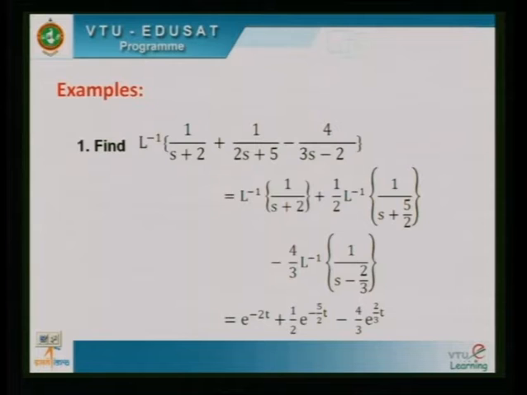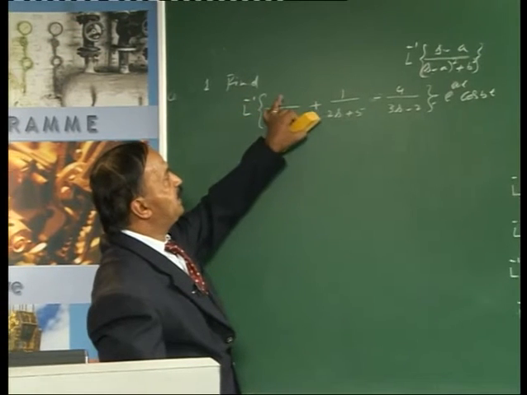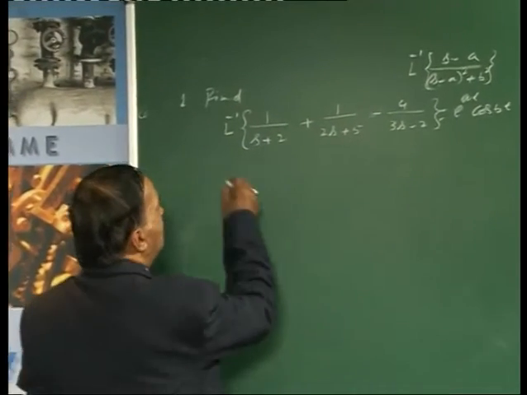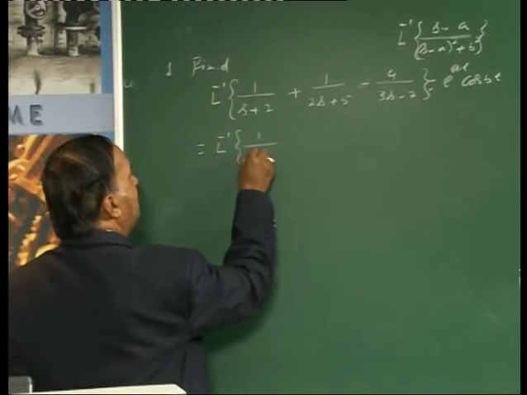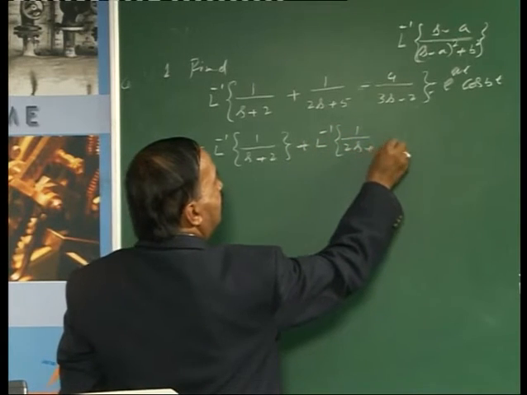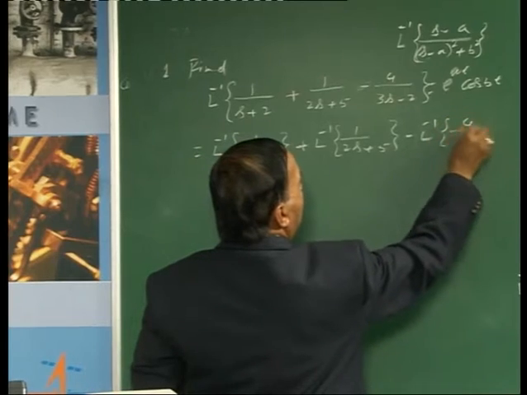The first problem is here, find L inverse of 1 by s plus 2 plus 1 by 2s plus 5 minus 4 by 3s minus 2. First you separate all the terms here, that is L inverse of 1 by s plus 2 plus L inverse of 1 by 2s plus 5 minus L inverse of 4 by 3s minus 2.